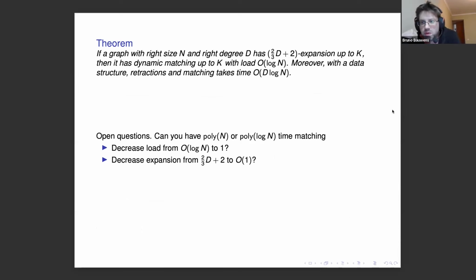Okay, so there are some open questions that we cannot answer. I said that we used 2 relaxations. Can we get the same result with load 1? We cannot prove it, nor disprove it. And can we decrease the expansion from 2/3 d plus 2 to O of 1? But Bruno, wait, you have just explained that by making L copies, we can decrease the load to 1. So why do you ask this question then?